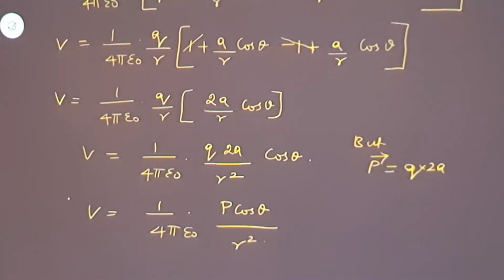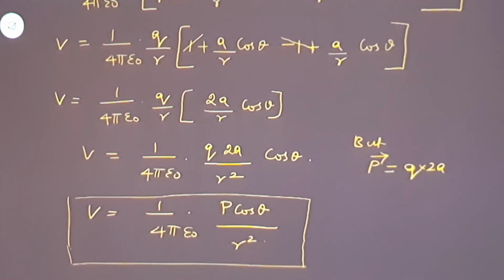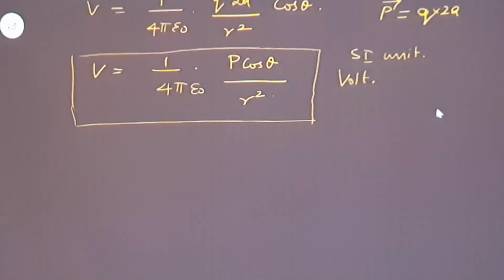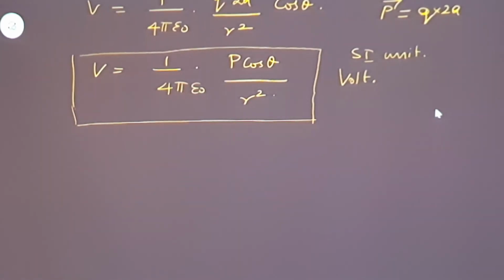This we are calling the expression for what? Expression for electrical potential at a point due to the electric dipole, and the SI unit of this potential is volt. See, this expression gives the electrical potential at a point due to electric dipole. So, this equation represents the potential at a point.